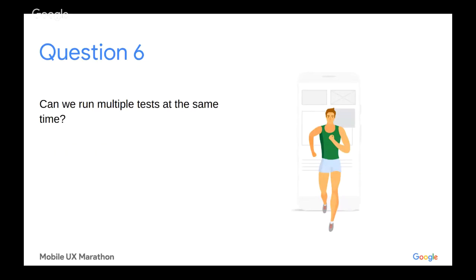Can we run multiple tests at the same time? Yes. Optimize lets you run multiple tests at the same time. We have a limit of 5 simultaneous tests for the free version of Optimize, and for our premium version, it's unlimited. We also have the ability to do multivariate tests, so you can test different pieces of a particular page at the same time. So yes.